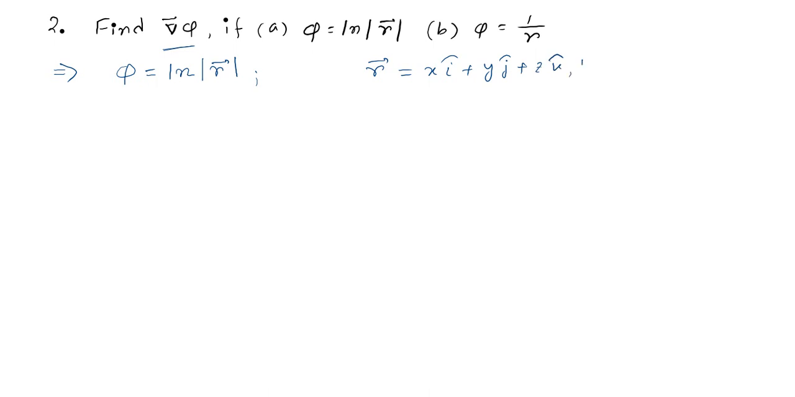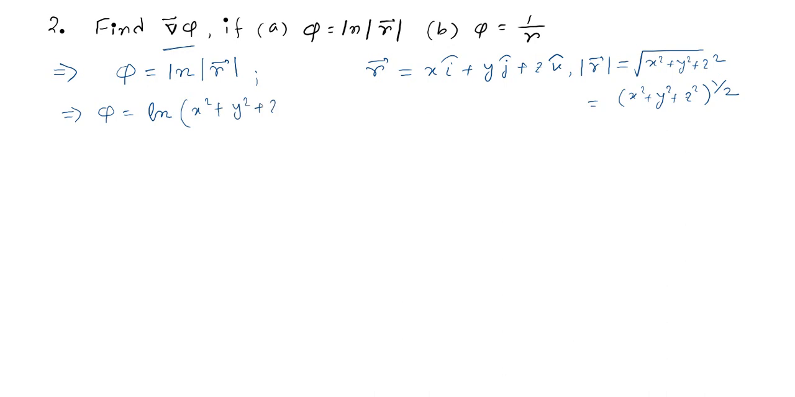So what is the magnitude of r vector? We have just done this. It is nothing but the square root of x square plus y square plus z square, or we can write it as x square plus y square plus z square to the power half. Same thing, right? So now we can write that phi is nothing but ln of (x square plus y square plus z square) to the power half. So ln of this means we can write it as half log of x square plus y square plus z square, right? Very simple.